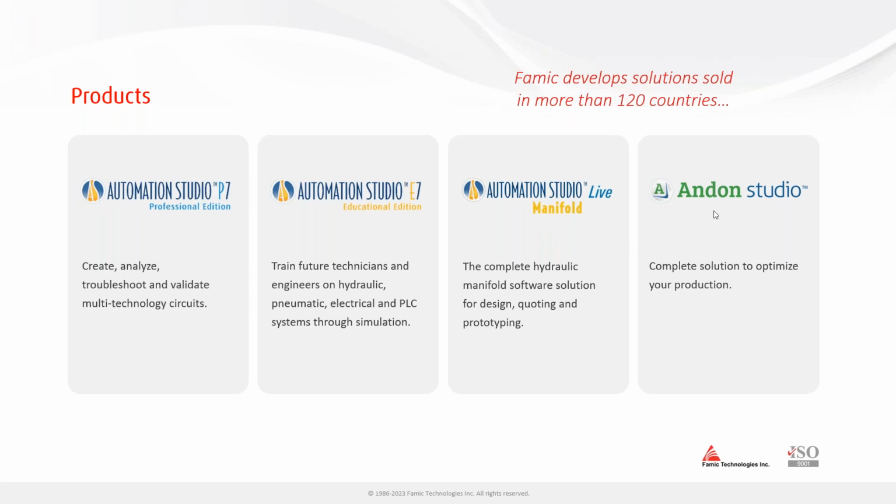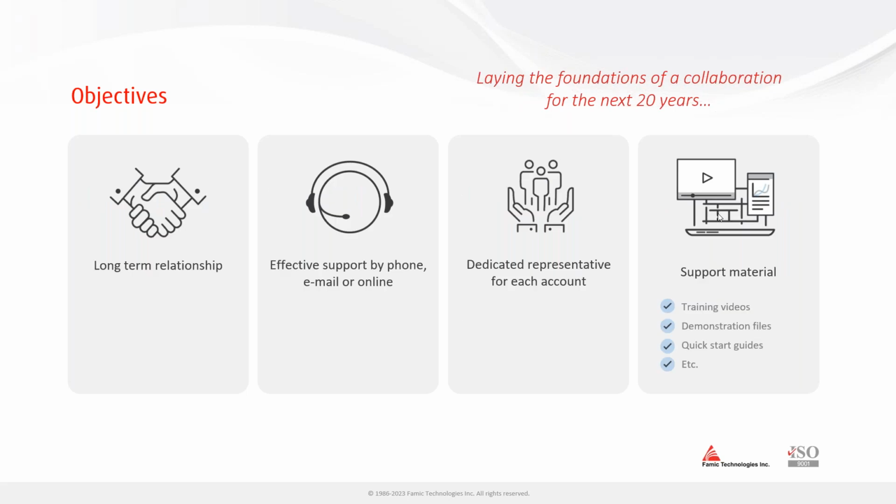And then we have Andon Studio, which is mostly used for Industry 4.0, and this is the complete solution to optimize your production. Our software is sold in more than 120 countries. Our main objective is to build long-term relationships, with effective support by phone, email, or online. We have a dedicated representative for each account. And these are our support materials: training videos, demonstration files, quick start guides, and many more.